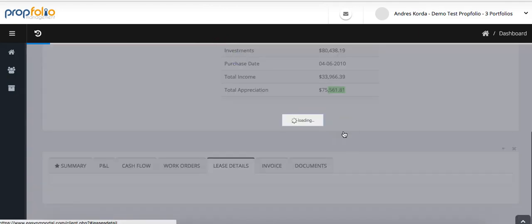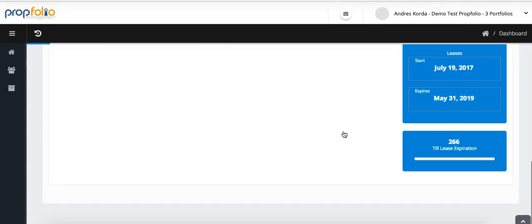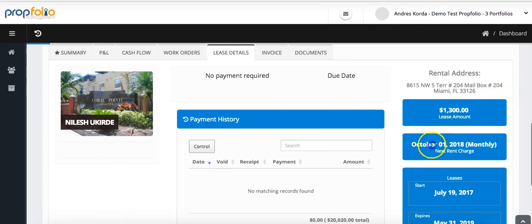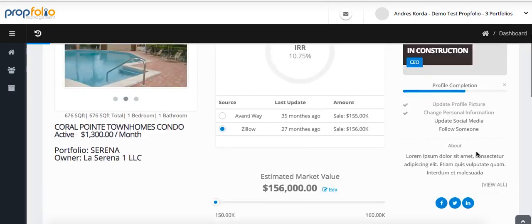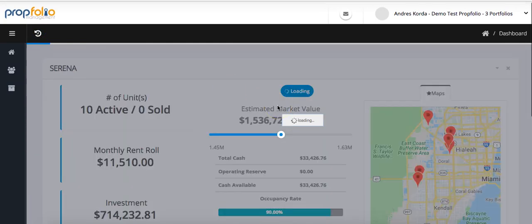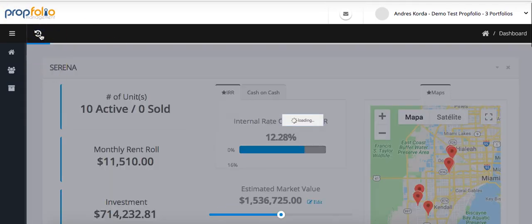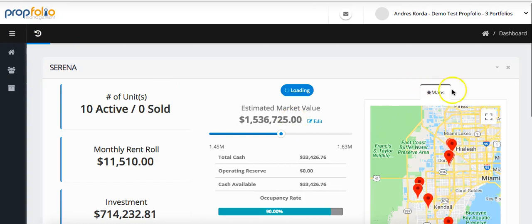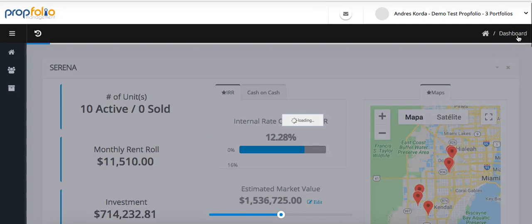The lease will only be pertinent to this particular unit, and you have all the information regarding the tenant, the name, the history of payment, how much it is leased for, when's the next rent charge, and the tenant gets a portal where they access this information and where they have access to payment directly from there, understand their balances, and communicate with the manager regarding any issues that they would have. So as you see, it's a very comprehensive platform that allows the investor to really connect with the real estate properties at all times.